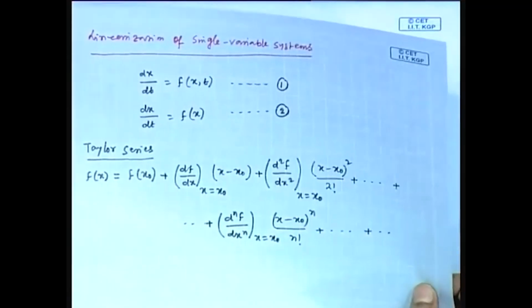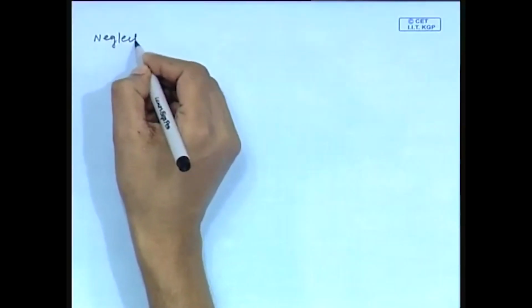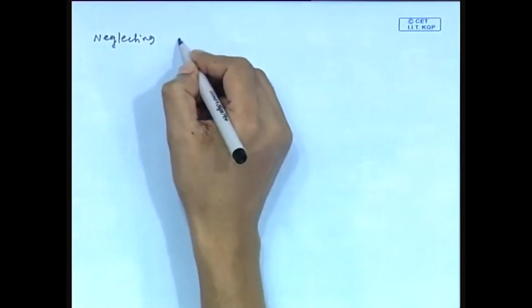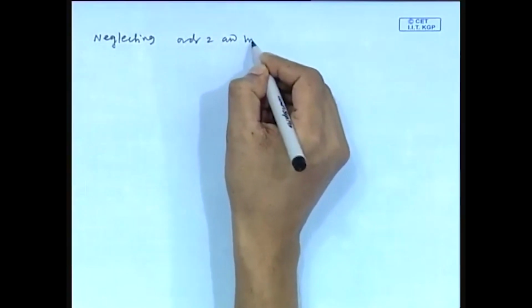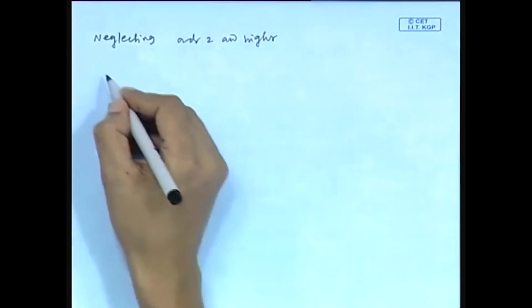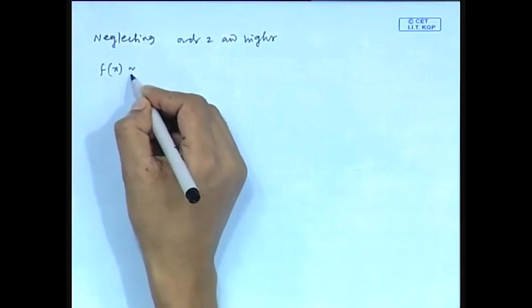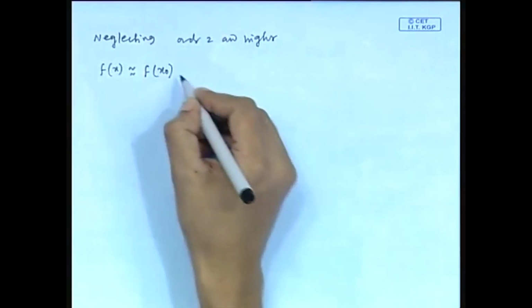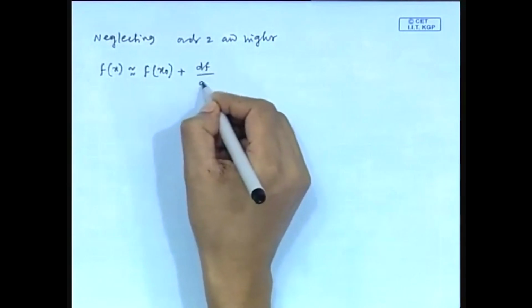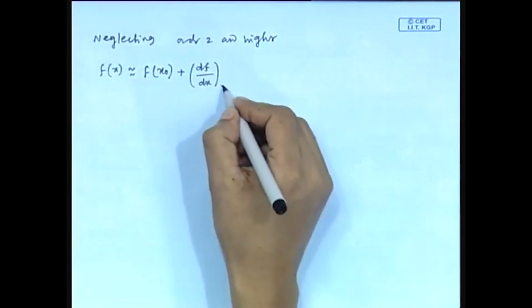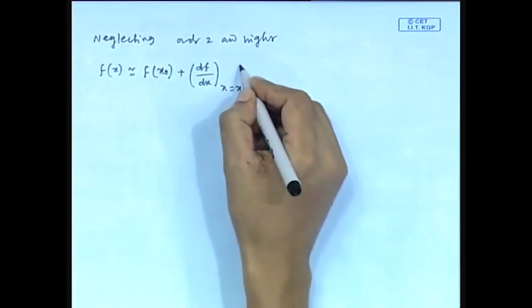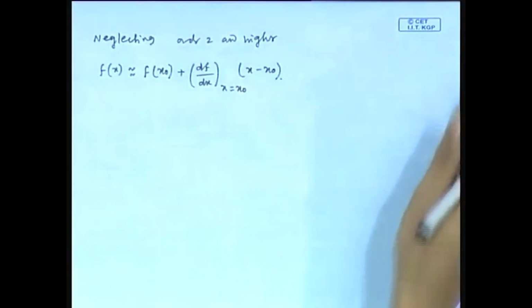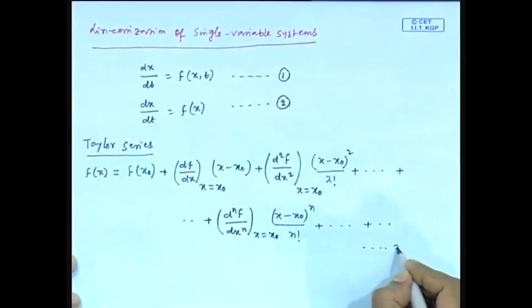Neglecting the terms of order 2 and higher, we get f(x) is approximately equal to f(x naught) plus df/dx at x equals x naught multiplied by (x minus x naught). We give this Taylor series equation as equation number 3.